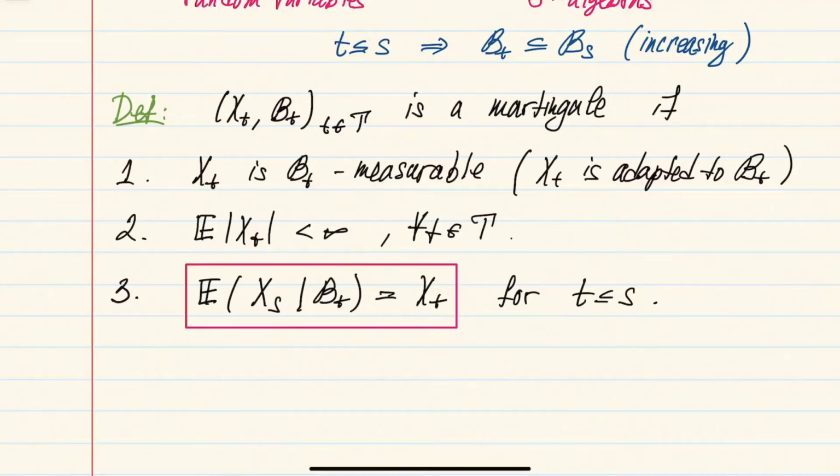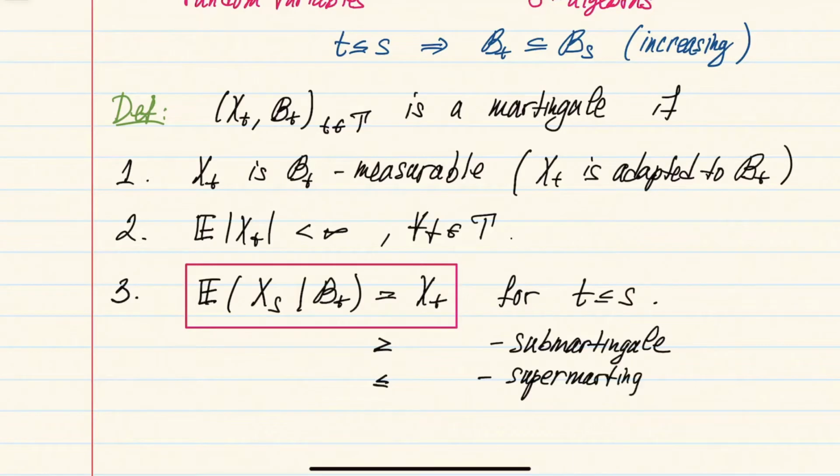Now, if you want inequality here, this also has a name. If inequality is in this direction, then this is called a sub-martingale. In other words, the value at a future time on average, conditionally on the present, is greater or equal than the value at the present time. So your process on average is increasing in this sense. And if it's the other way around, this is called a super-martingale. All right, so this is the definition of a martingale, sub-martingale, and super-martingale.